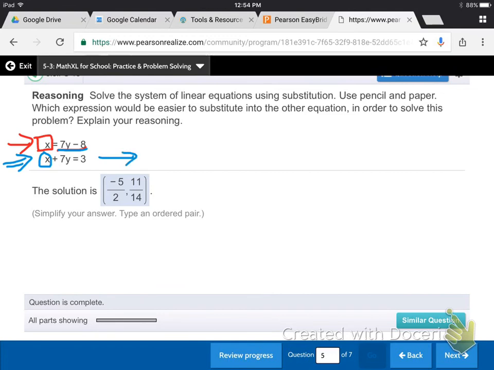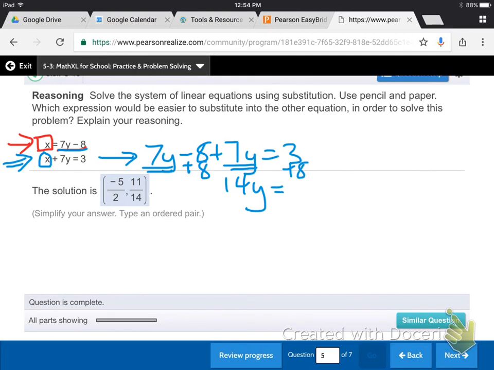So that's what we're going to do. We're going to take this equation, the bottom one, and write down the new equation with the substitution. So instead of writing down x plus 7y equals 3, we're going to write down, instead of x, 7y minus 8, because in the first equation, that's what it says equals x. So that's that part. Then plus 7y equals 3. Okay, like terms are 7y plus 7y, which is 14y. And then if we add 8 to both sides real quick, 14y is going to equal 11, because the 8's cancel.